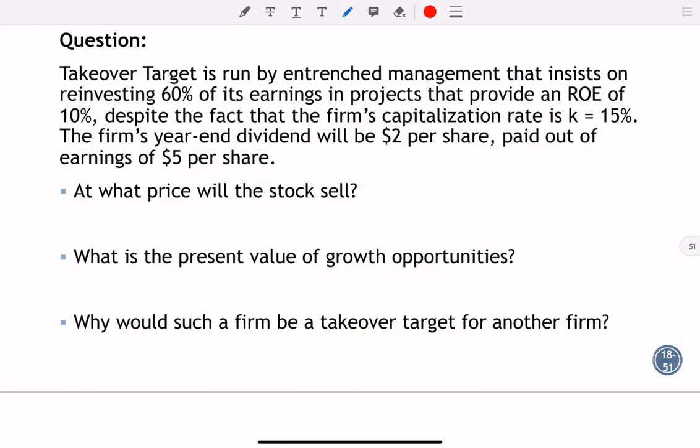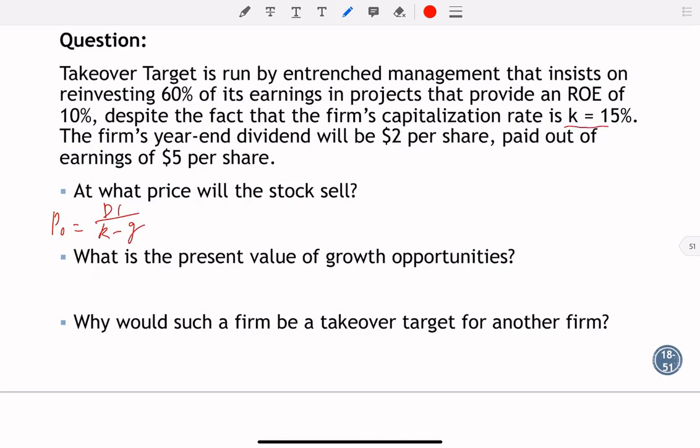So, we basically have three questions. That's the first one: at what price will the stock sell? Well, this is easy. This is just an application of the dividend discount model, right? So let's see what numbers we have here. First we start from the formula: P0 equals D1 divided by K minus G.